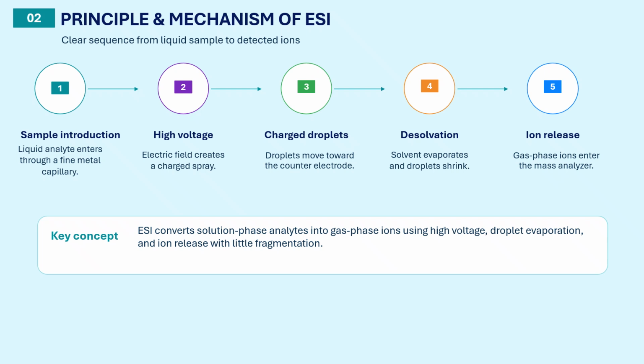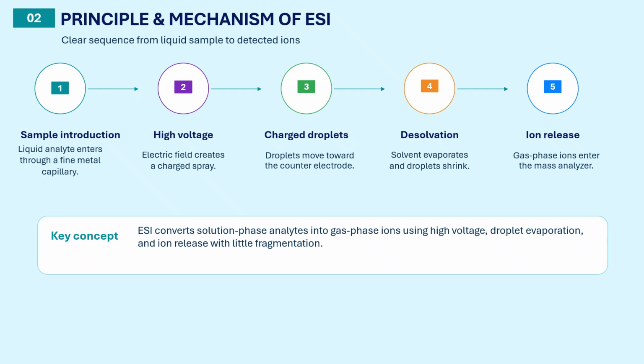Finally, gas phase ions are released from the droplets. These ions enter the mass analyzer, where they are separated according to their mass-to-charge ratio, written as m/z. So, the full sequence is: the liquid sample enters through the capillary. High voltage creates a charged spray. Charged droplets move forward. Solvent evaporates. And finally, gas phase ions are released and detected.